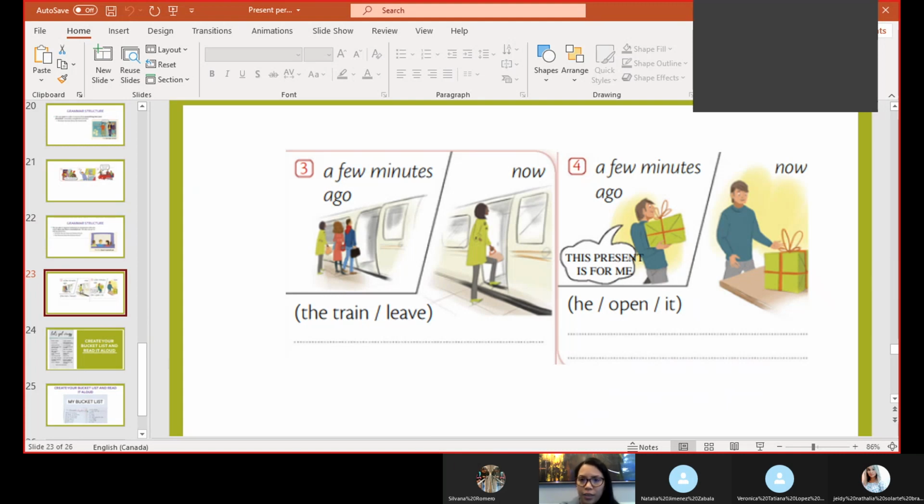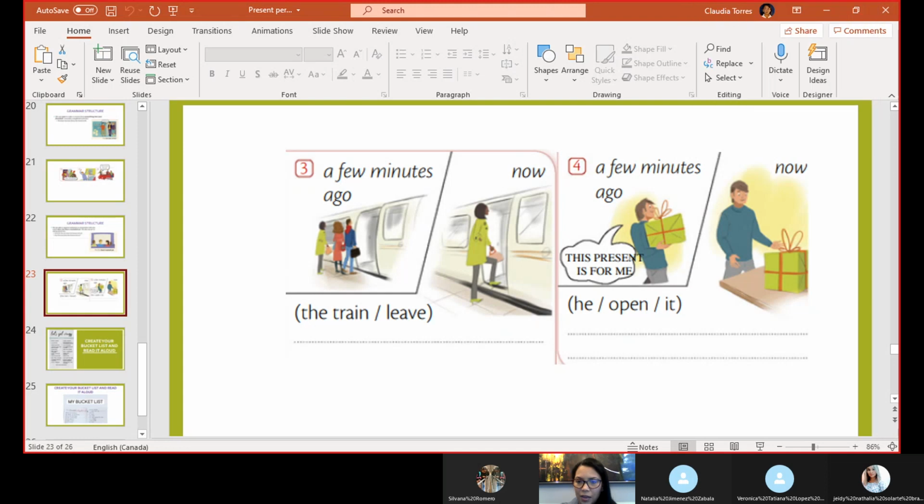Okay, so what do you think, guys? What do you think is the right answer for the train arrive slash leave, teacher, please? I think is the train has already arrived minutes. Yes. So you said the train has already arrived. Yes, you can say the train has already arrived.